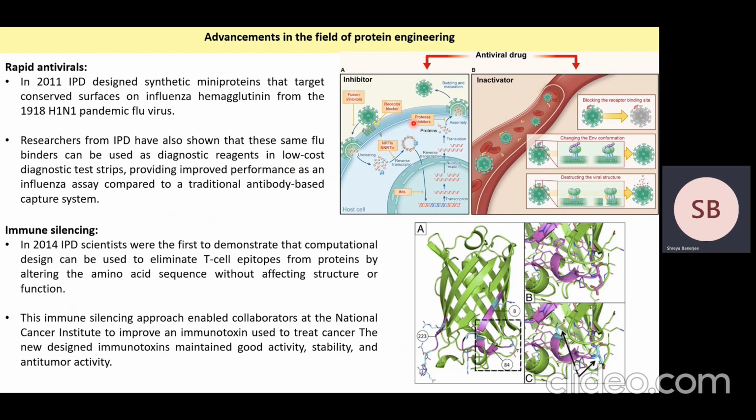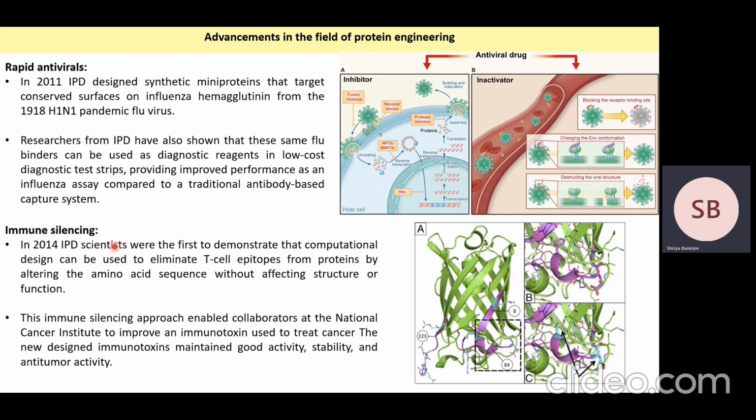So what these rapid antivirals will do is that they can function in several ways. They can inhibit the fusion of the virus to the cell wall, which eventually allows the viral DNA to enter the cell. It can block the receptors on the cell wall, which does not allow the virus to attach at all. It can have protease inhibitors, which breaks down the viral proteins. Or it can inactivate the virus by blocking the virus's active site or changing the environmental condition or even destroying the viral structure completely. Then there is immune silencing.